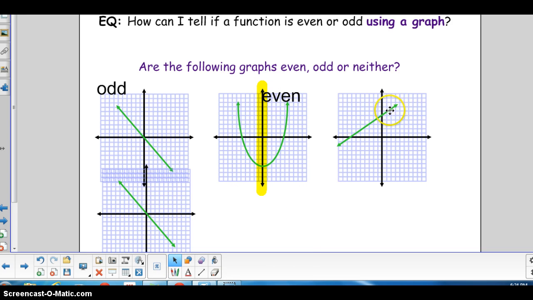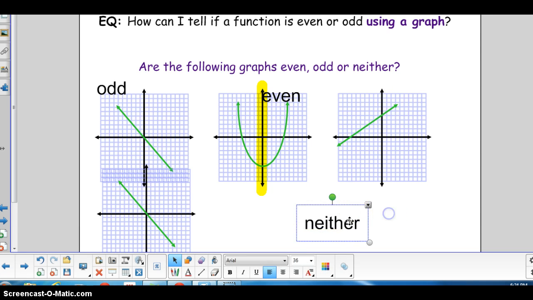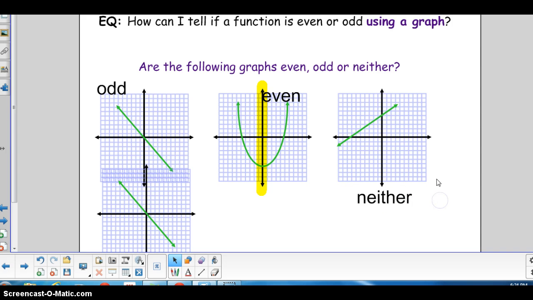And what about this one? Because it's not centered at the origin and it's a line, it kind of gives it away that it's going to be neither. You can play around with that as you can to see if you fold it across the y-axis or rotate it 180 degrees if it would match up.